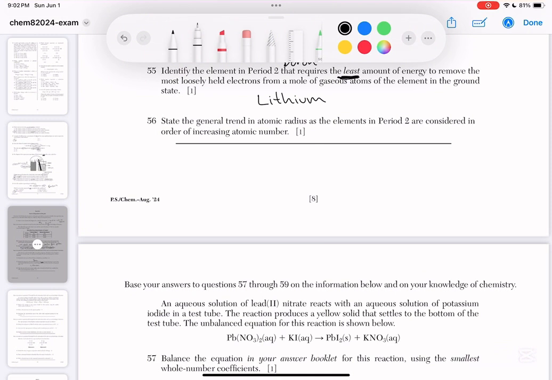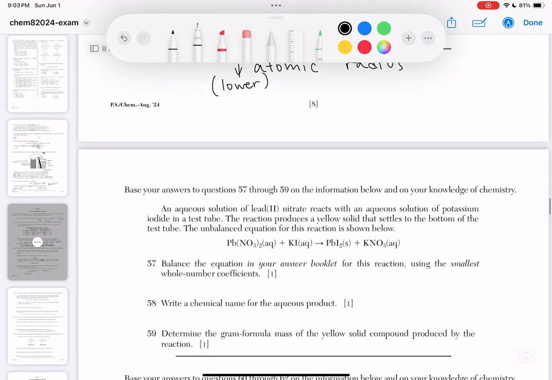And then the trend in atomic radius: it's decreasing as you're increasing atomic number because the size of the nucleus is increasing. So there is a stronger attraction. The bigger nucleus is pulling the electron shells inwards. So it's a lower atomic radius.